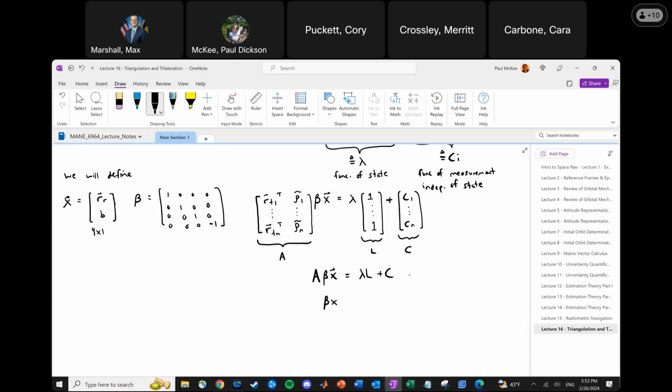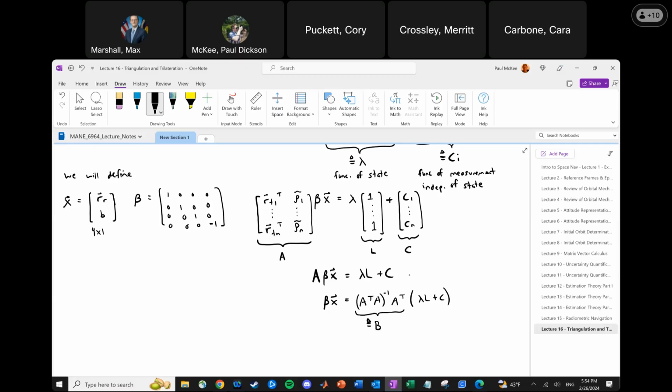Beta x is equal to, remember, A is not guaranteed to be an invertible matrix. So we're going to take the pseudo inverse, which is the same as just a least squares solution. So this is going to be A transpose A inverse A transpose, and then in parentheses, lambda L plus C. So we have beta x is equal to A transpose A inverse A transpose lambda L plus C. I'm going to define all of this, A transpose A inverse A transpose, as B.